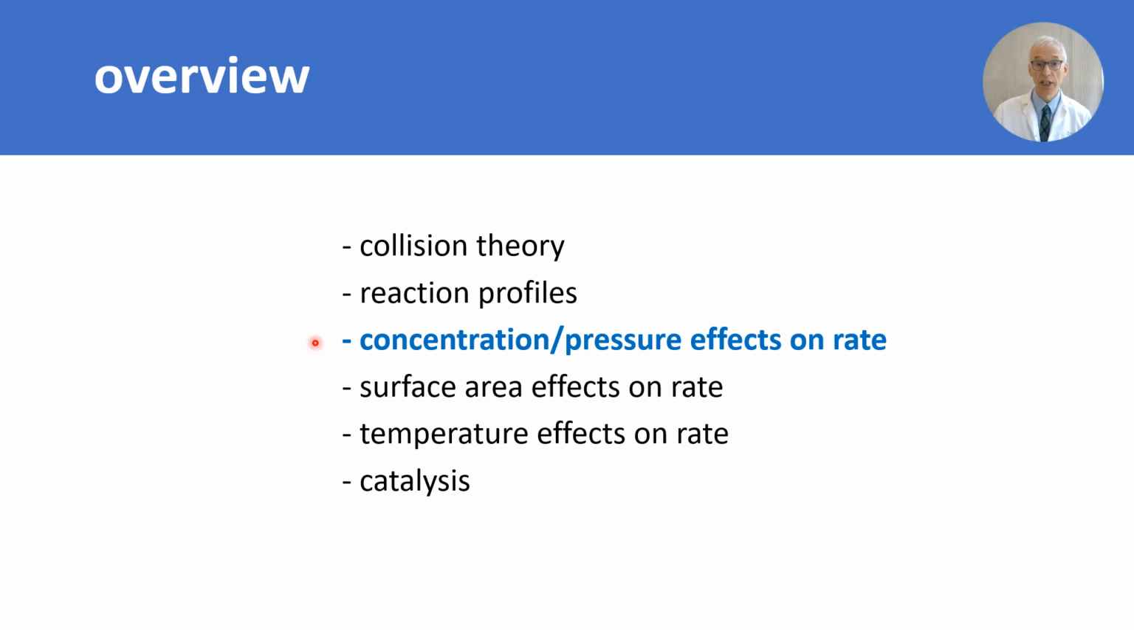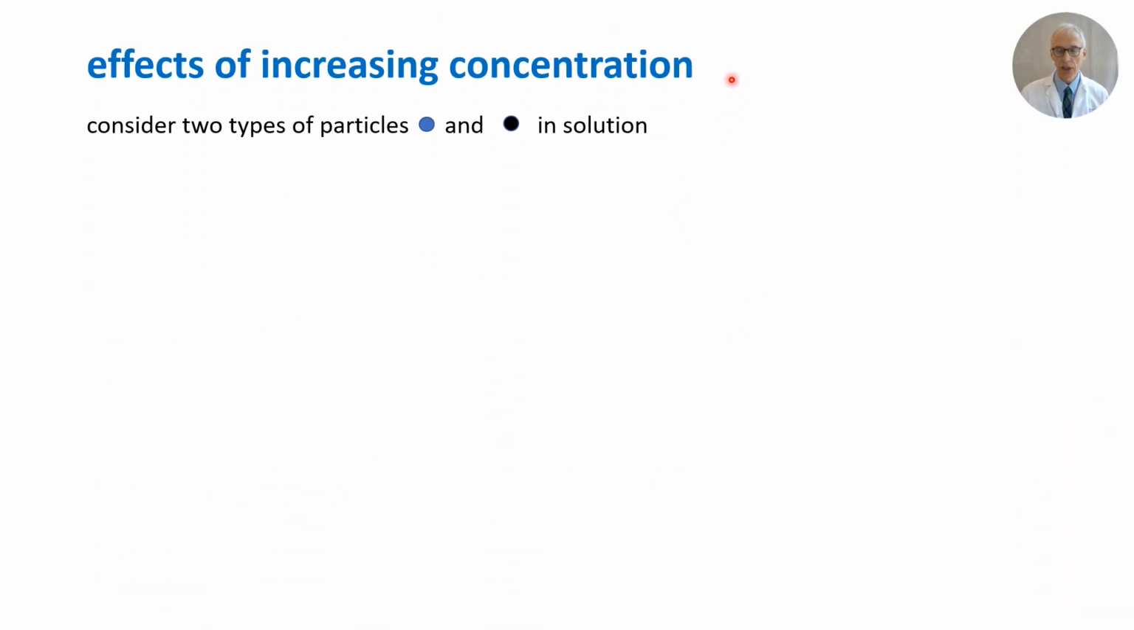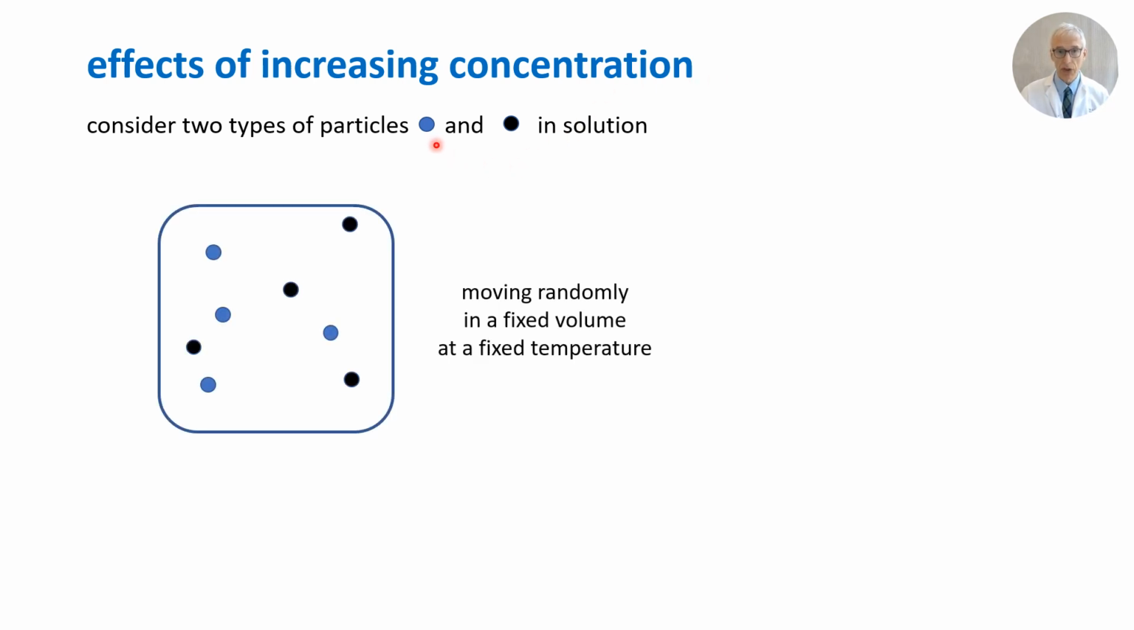Let's move on to consider how concentration and pressure changes and surface area changes affect rate of reaction. So let's consider the effects of increasing concentration on rate of reaction. In my diagram, I've got two types of particle, blue and black. They're in solution, so they're in a fixed volume at a fixed temperature, and they are moving randomly. You'll see that collisions occur, and these occur at a fixed frequency.